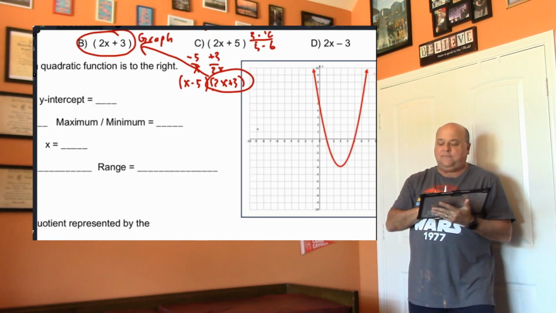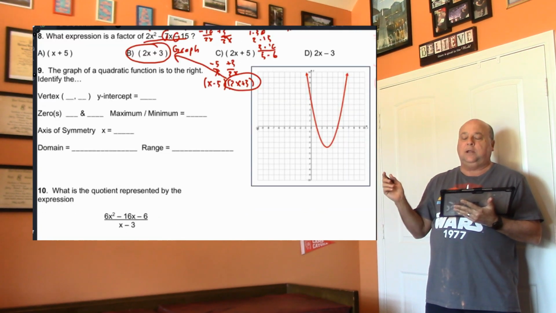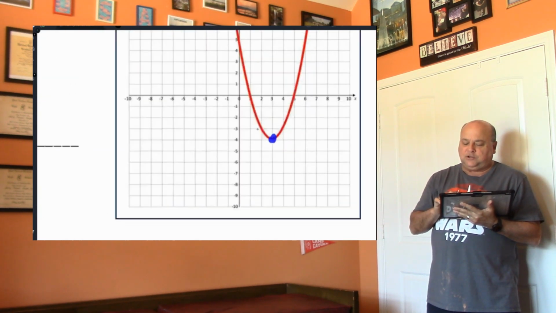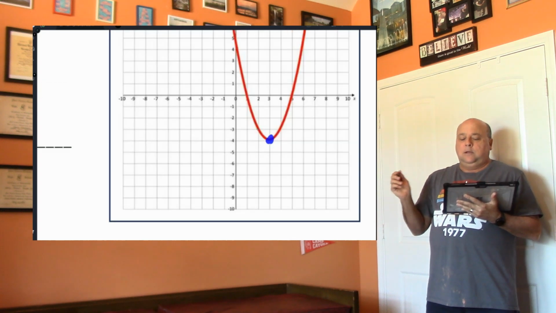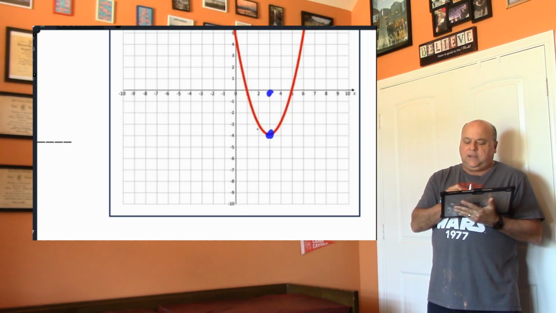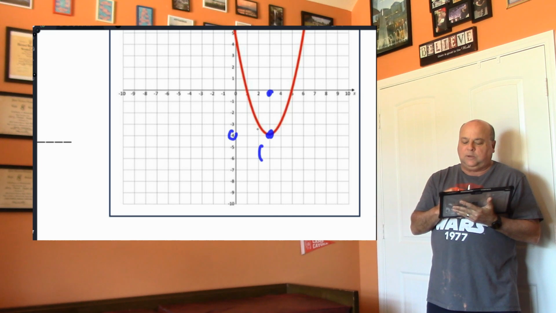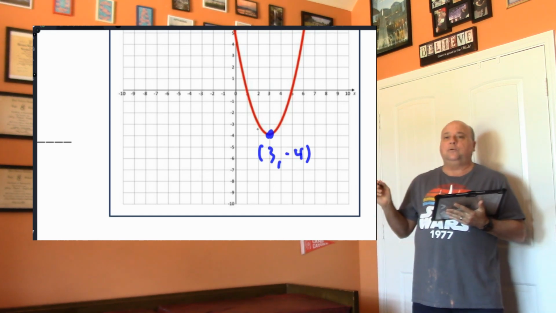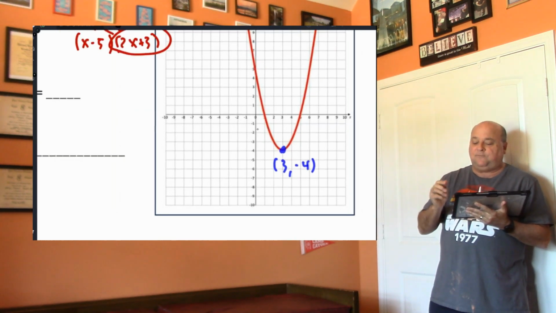Okay, now we have this graph to the right. We need to label it. First thing you want to do is get this vertex. I'm going to zoom in. The vertex is at 3 on the x and 4 on the y, so it's going to be 3 comma negative 4. So 3 comma negative 4 is my vertex.